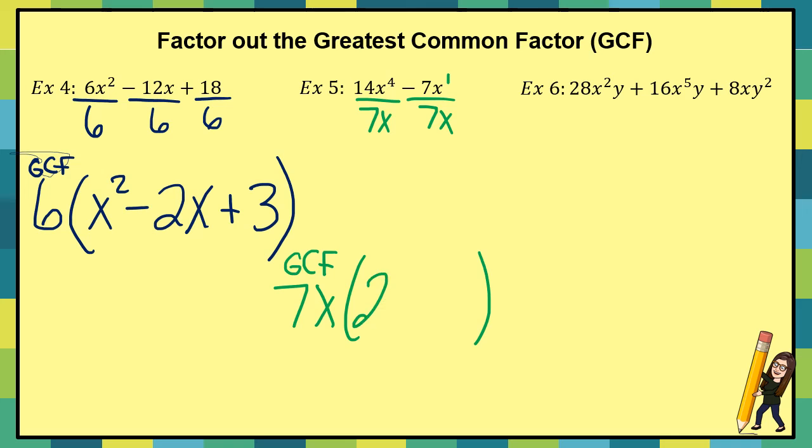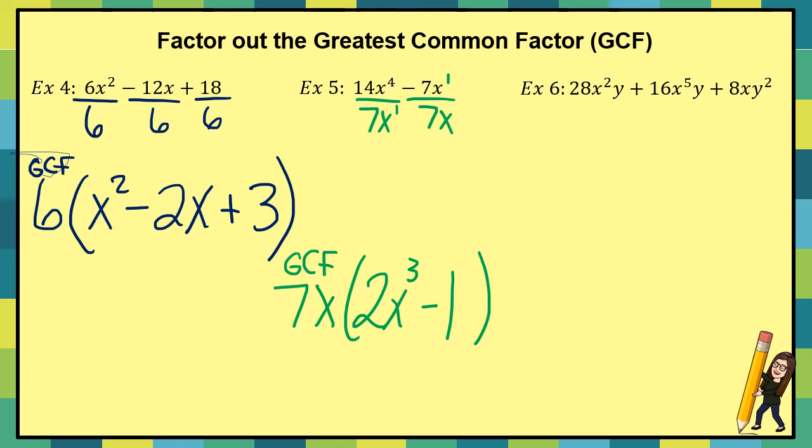14 divided by 7 is 2. X to the 4th divided by x to the 1 is x to the 3rd. Negative 7 divided by 7 is negative 1. X divided by x is also 1. So I just need to write the 1 once.